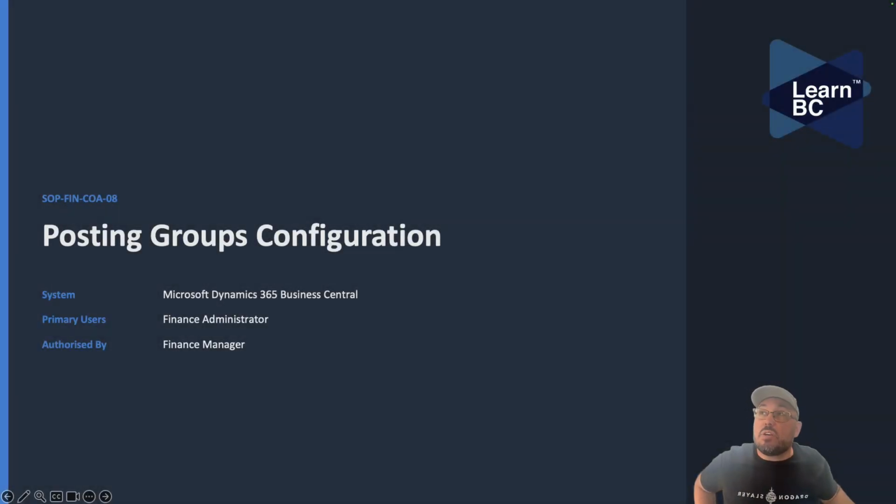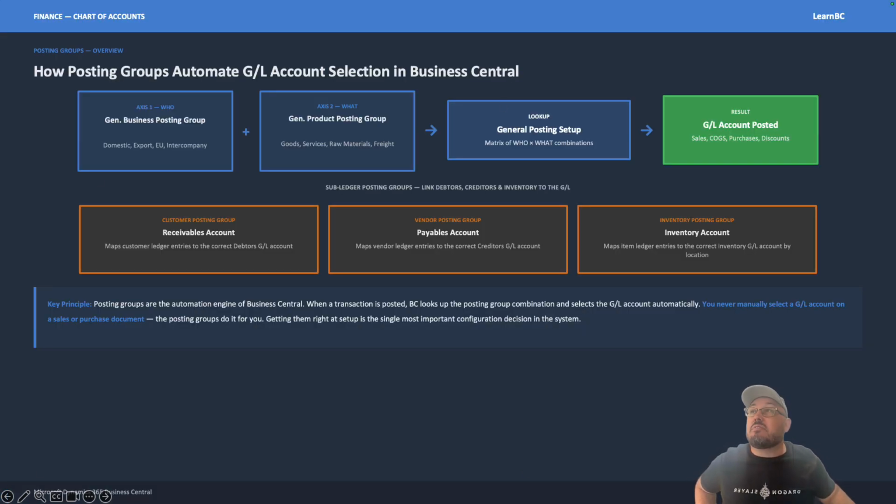All right, posting groups configuration. There's a lot of posting groups. One of the things that we covered in the introduction, I showed this slide and we talked about the general business posting groups. The setups themselves are a combination of a who, which is a customer or vendor, and then the what, which is the item or the resource. So it's what's on the line versus who the document is to, equals a general posting setup. So it's called the general business posting group. Then you've got a general product posting group. General posting setup equals the GL account posted.